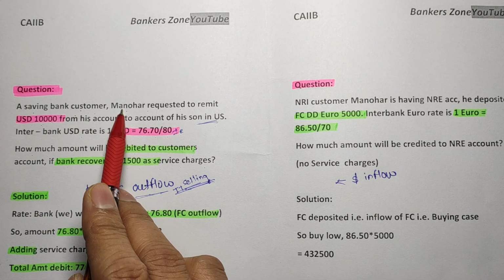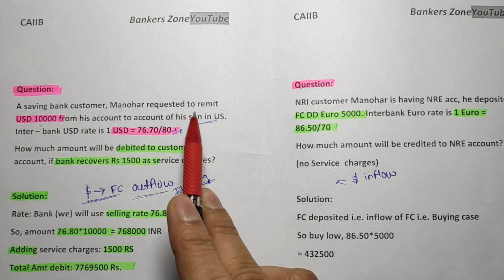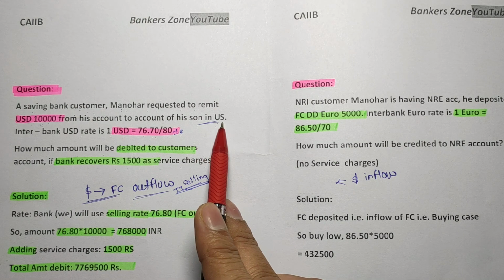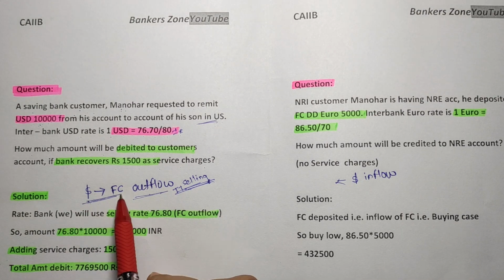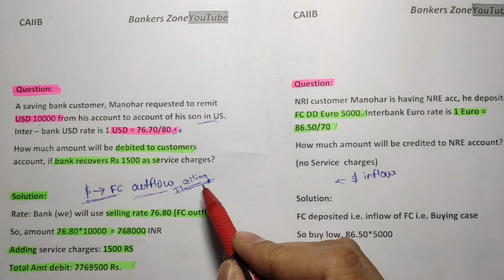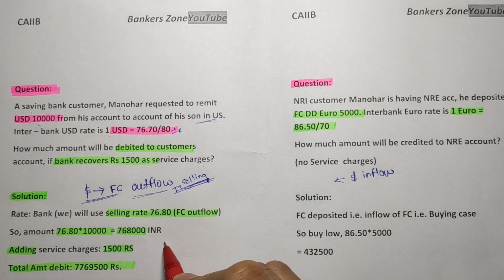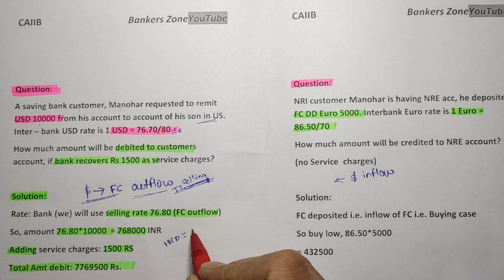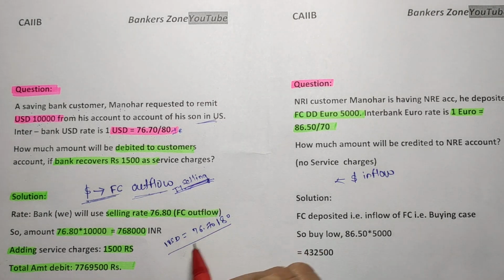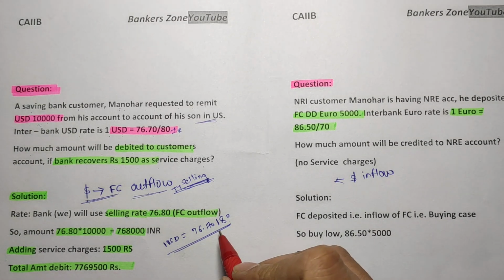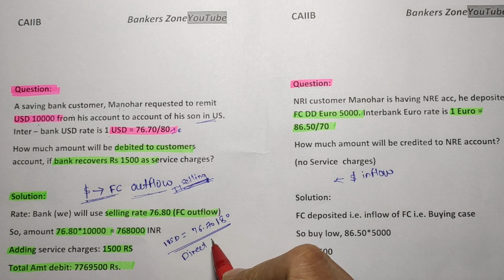Okay, very first, when there is outflow of the foreign currency, here we are sending money from Indian customer. The customer account is in India, and we are sending from his account $10,000 to his son's account in the USA. That's why it is the outflow of the foreign currency. So when there is outflow of the foreign currency, we must get that it is the selling case. And the rate they have given, that is 1 US dollar is equal to 76.70/80.